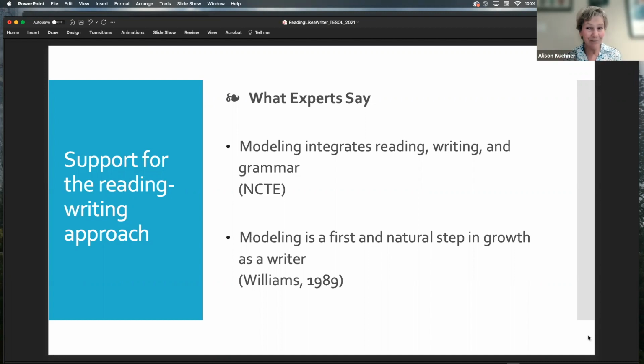When you introduce people, you want to give their credentials and let your reader know why they're worth quoting or summarizing. Joe Williams, who taught at the University of Chicago for many years in their writing lab, said that modeling is a first and natural step in growth as a writer, just in the same way that artists might paint masterpieces to kind of hone their skills before they go off and do their own thing. And I think that's a wonderful analogy.